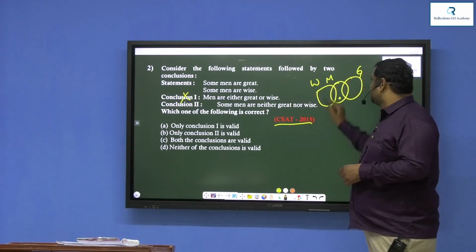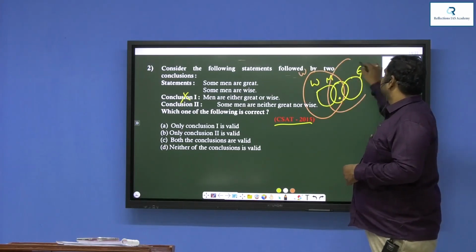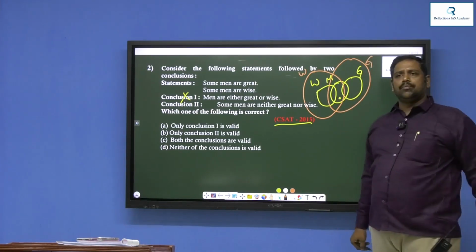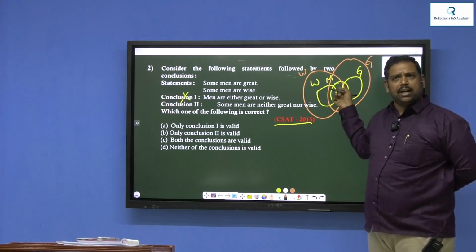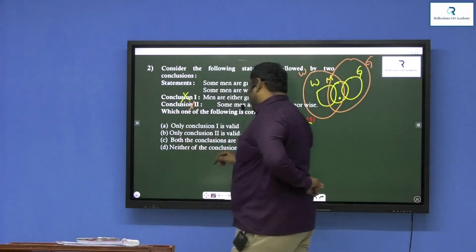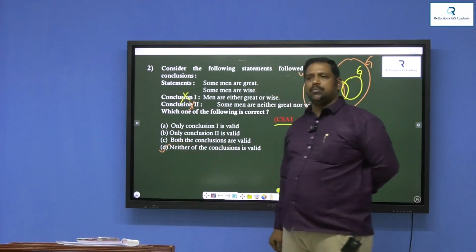Now I will draw the observe. Wise like this, great like this I will draw. Is it a possibility or no? All the men will be either wise or great, right? So negation is possible, right? If the negation is possible, is the conclusion correct or wrong? Wrong. Okay, either or is there or not? Not. So the answer is neither one nor two.